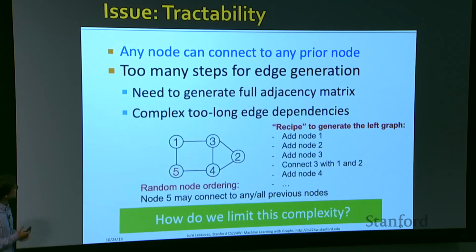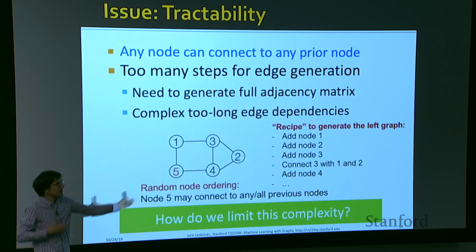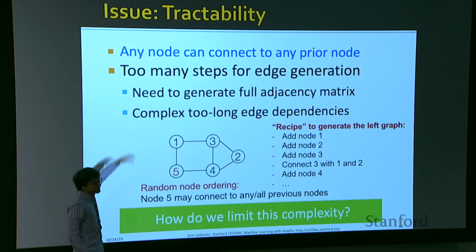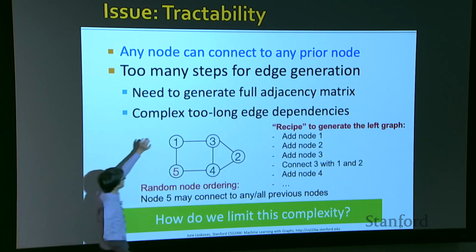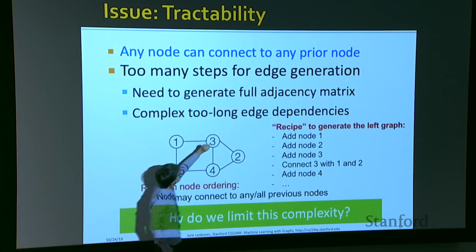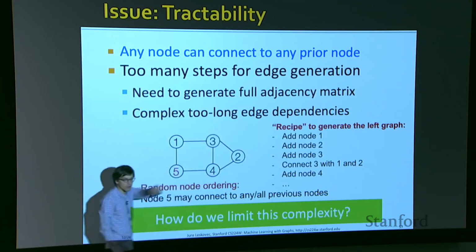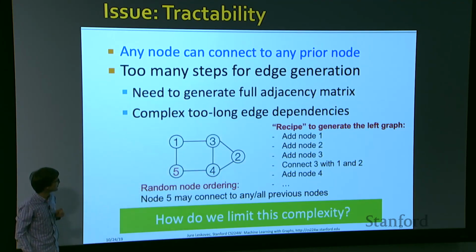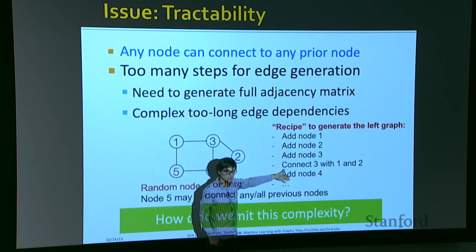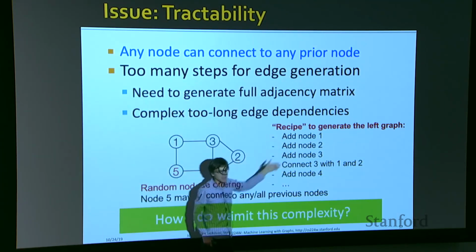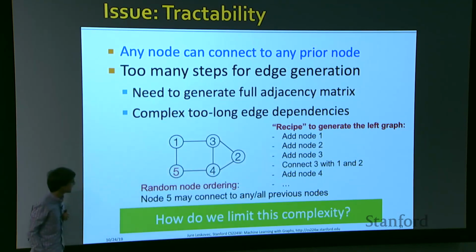So, exactly the same point: any node can connect to any prior node. This means there will be too many steps to keep in mind, or too much to memorize to generate the graph. In principle, we need to generate the full adjacency matrix. These are too long dependencies. I need to memorize too much. Because essentially, I take the graph, and what I'm generating is a type of recipe to draw the graph.